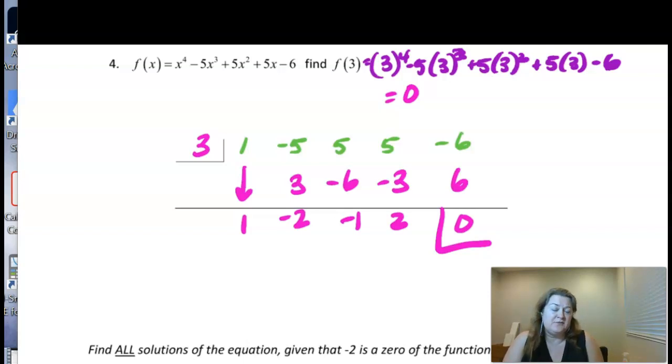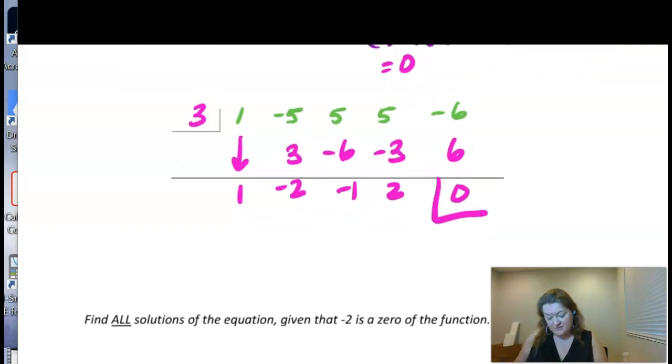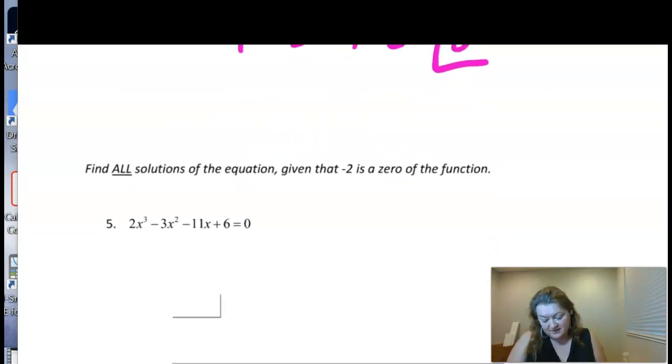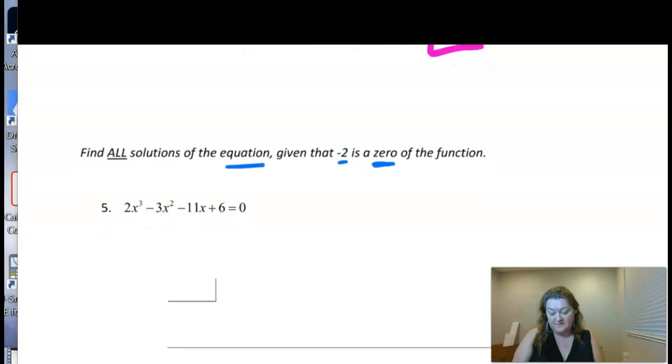Matter of fact, it was pretty straightforward and easy. So in this case, it would have been easier to use the remainder theorem to find out that that answer is 0. Right? All right, so next one. We're going to find all the solutions of the equation. So I'm going to underline that word, of the equation, given that -2 is a 0 of the function.